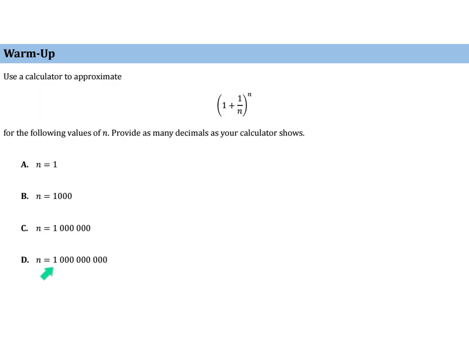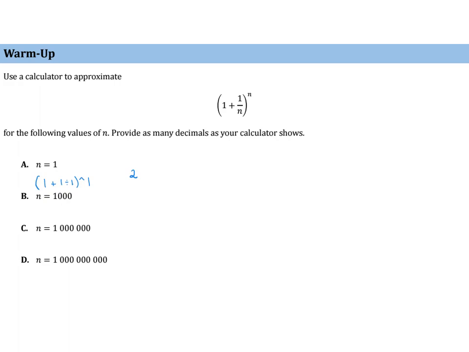And the last one we will look at is whenever n is equal to 1 billion. So let's type into our calculator this expression. In the first one, I'm going to show you how to do this on your calculator. You're going to put a parenthesis, 1 plus 1 divided by 1 raised to the first power. Now obviously this is just going to be 1 plus 1, which is 2, raised to the first power. And so our answer is just going to be 2.